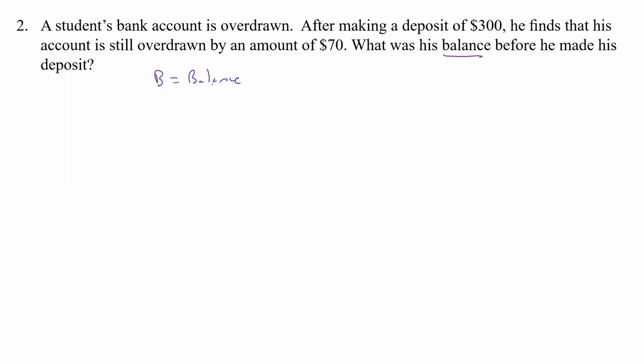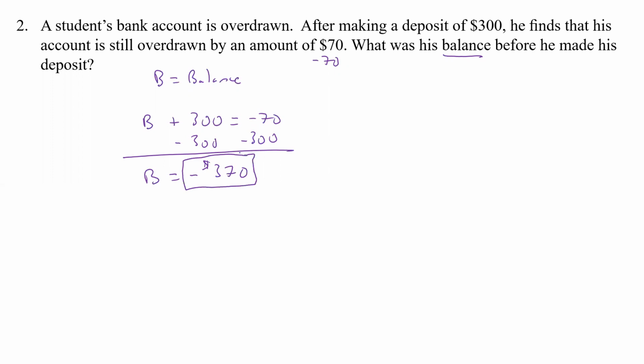All right, so what are we going to say? After making a deposit of $300, he finds his account still overdrawn. So the balance plus $300 is equal to overdrawn, which means it's a negative 70. And so that's what we have for our equation. Now, what do we have to do? We have to subtract 300 from both sides. So the balance, negative 300 minus 70 more, that's going to give me a negative $370. So that's what his balance was before he made that deposit.